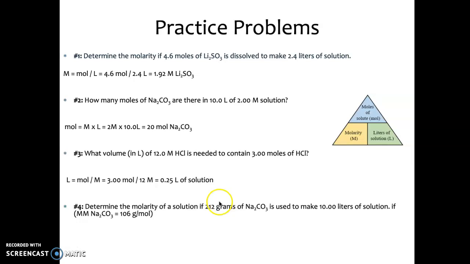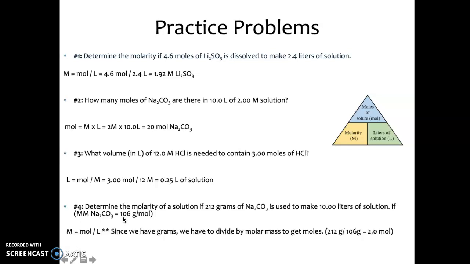And lastly, number 4, since I have grams, I'm going to have to divide by the molar mass to give me 2 moles. 2 moles divided by 10 liters, then to find molarity, is going to give me 0.2 molar sodium carbonate. And this is probably the most complicated thing that we'll see this unit. So super cool that it is a little bit simpler than our predicting product stuff.